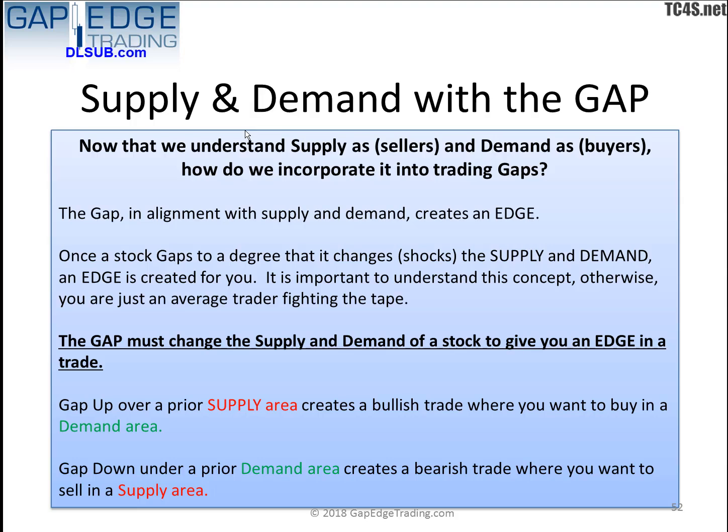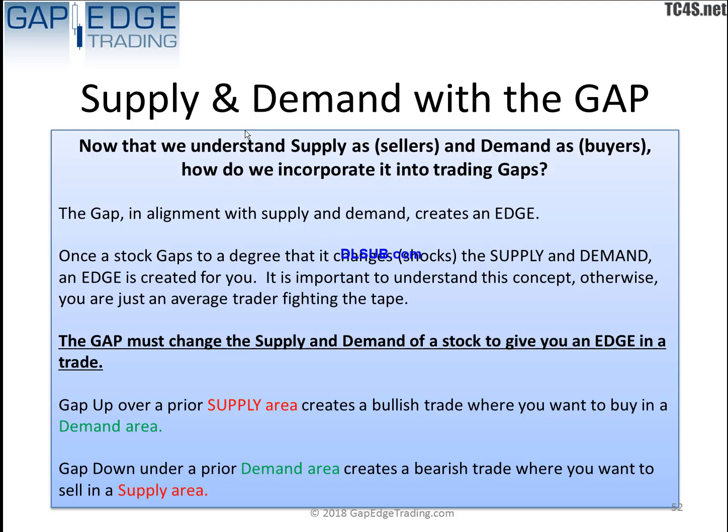What I mean is that when you have a gap, say hypothetically a gap up, and it's changed the course of the trend of the stock, and it was normally an uptrending stock, now it's gapping down or gapping up. This is where it gives you an edge, because you're looking for the trapped trader. You're looking for the hedge fund trader that's got millions of dollars invested, the guy that's got his whole retirement invested in this stock. This is what gives you an edge. So the gap must change the previous supply and demand of a stock to give you an edge in a trade, because it creates a shock.